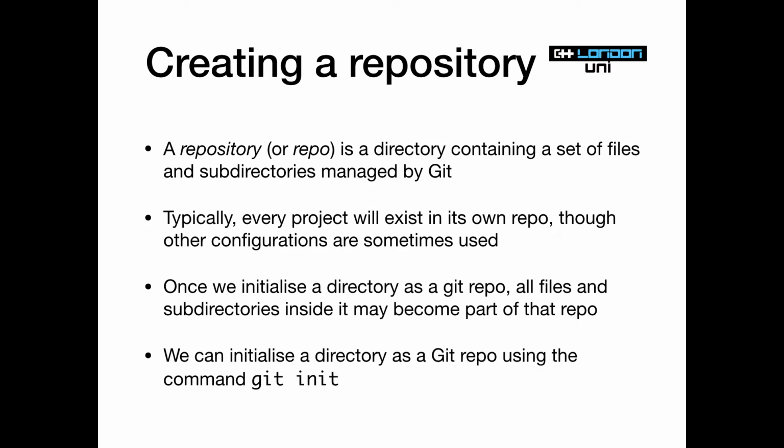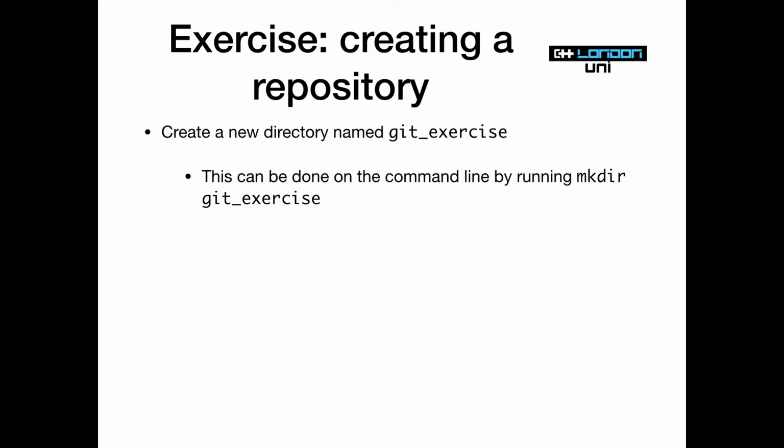So the way we initialize a repository is really simple. We change on our command line, we change into that directory, and we run git init. Init for initialize, git init. We'll create a repository, turn that directory into a Git repository. With nothing in it.